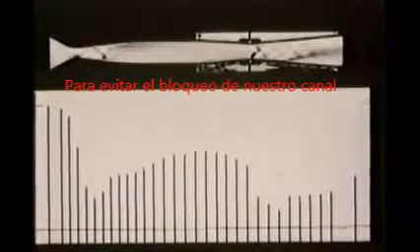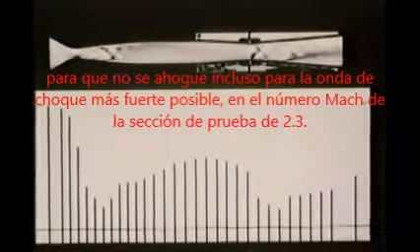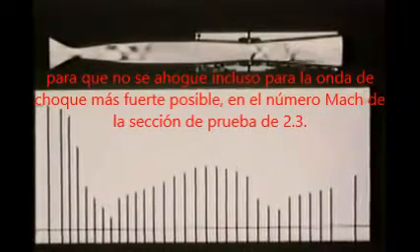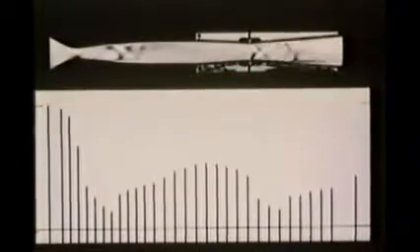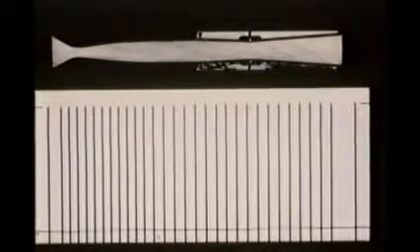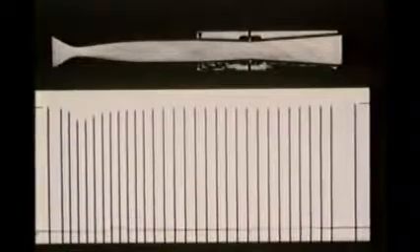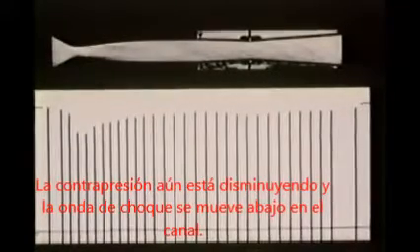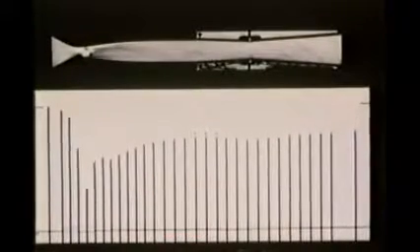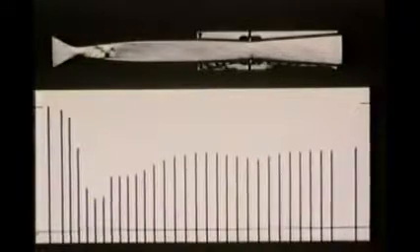To avoid blocking our channel, we have to open the second throat a little more so that it will not choke even for the strongest possible shock wave at the test section Mach number of 2.3. The first throat has choked, but the second has not. The back pressure is still decreasing, and the shock wave is moving downstream in the channel. Suddenly, the shock wave jumps into the subsonic diffuser.